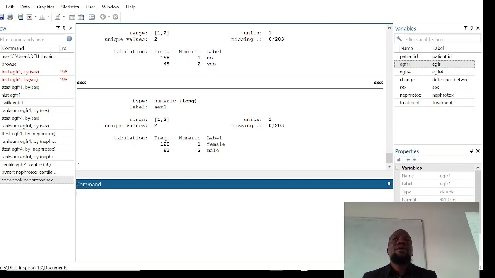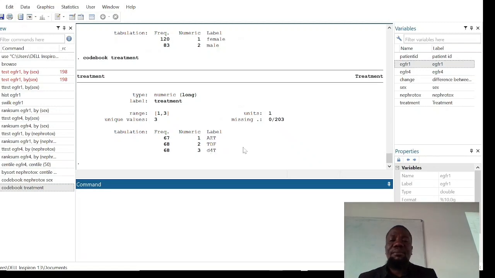Let's try to think of a situation where, for example, you want to use a variable as the grouping variable which has more than two groups. Let's give an example of a variable such as the treatment. So it's a code book treatment. What code book does basically tells you how the variable has been encoded. When you look at the variable treatment, it has three possible numerical values. One for drug code AZT, that's zidovudine. Two for the drug TDF, tenofovir disoproxil fumarate, and three for the drug stavudine.